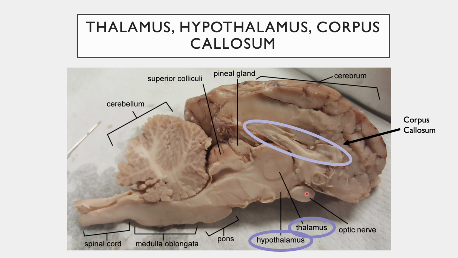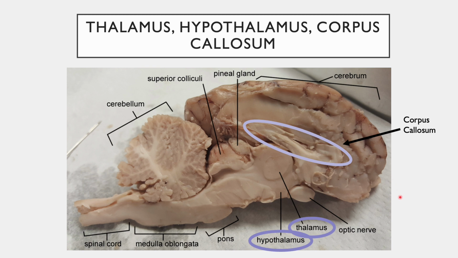Here we have our optic nerve, which we know plays an important role in our vision. The thalamus here, which is our relay center that helps transmit information from the cerebrum to other areas of the brain. And right below that is the hypothalamus, which plays a large role in endocrine function.